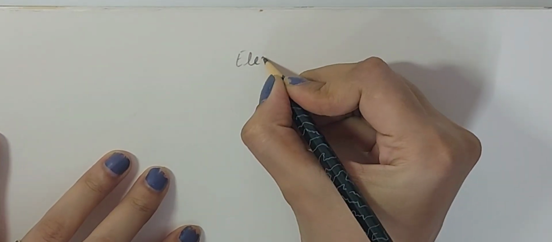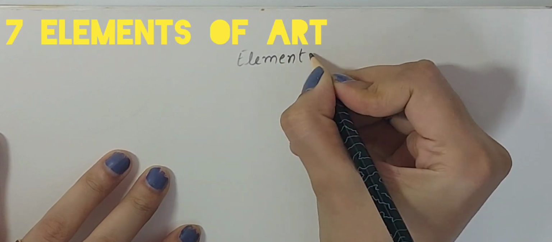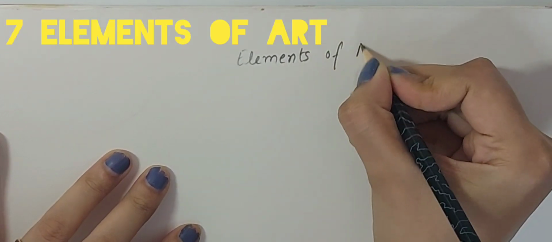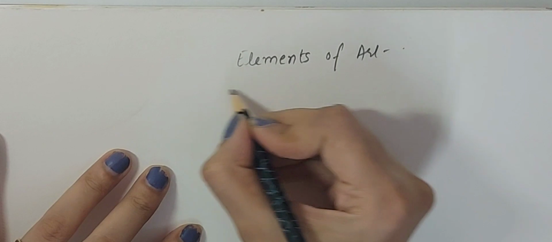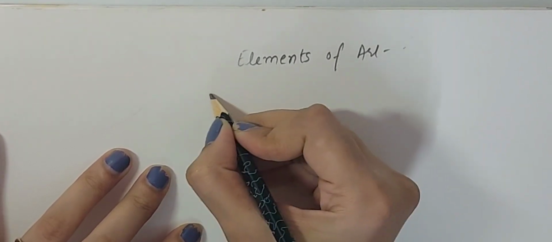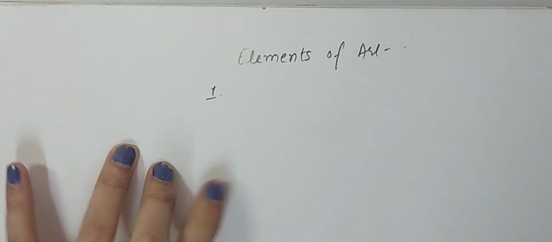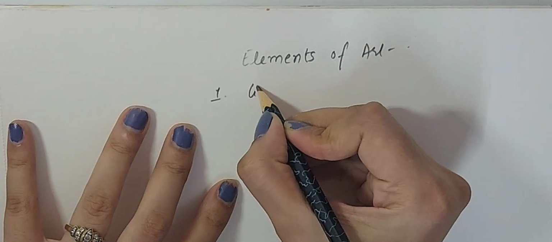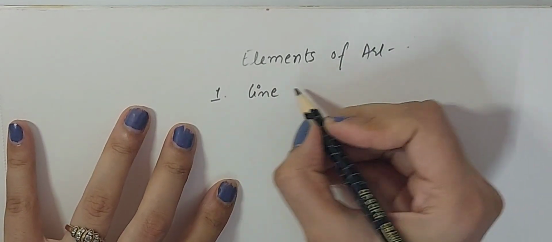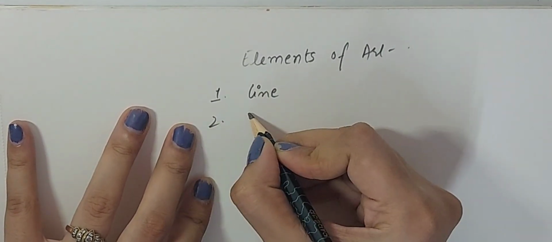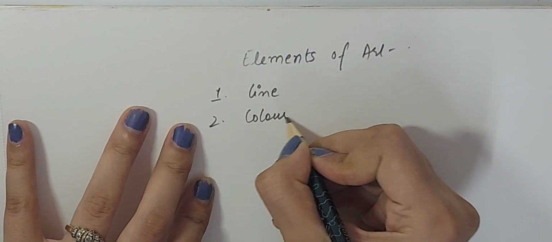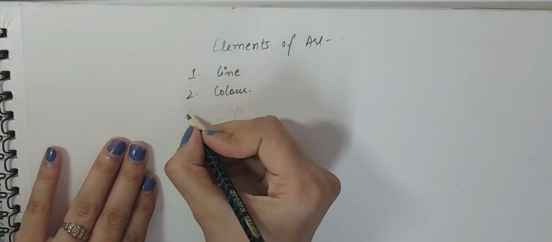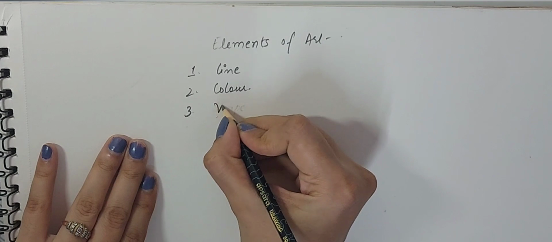In this video, I'm going to tell you about elements of art. There are 7 elements of art. These elements are used in every drawing and coloring. Without these, you won't be able to make a perfect drawing. Basically, they are the basic building blocks of any design and composition.